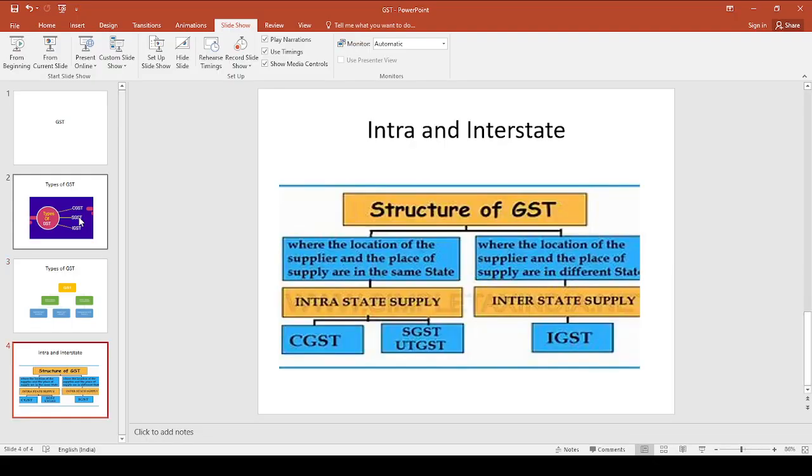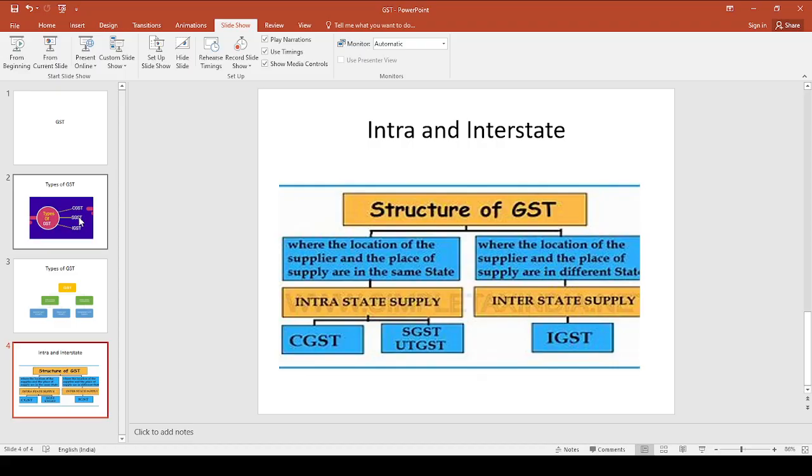In case of intrastate supply, there are two types of taxes applicable. Intrastate, we already discussed, means the transaction takes place within the boundaries of a state. Say for example, the buyer is in Bangalore and the seller is also in Bangalore. So in such a case, the GST applicable will be divided into two. One is CGST, another one is SGST. CGST means central GST and SGST means state GST. CGST will be collected by the central government and SGST will be collected by the state government.